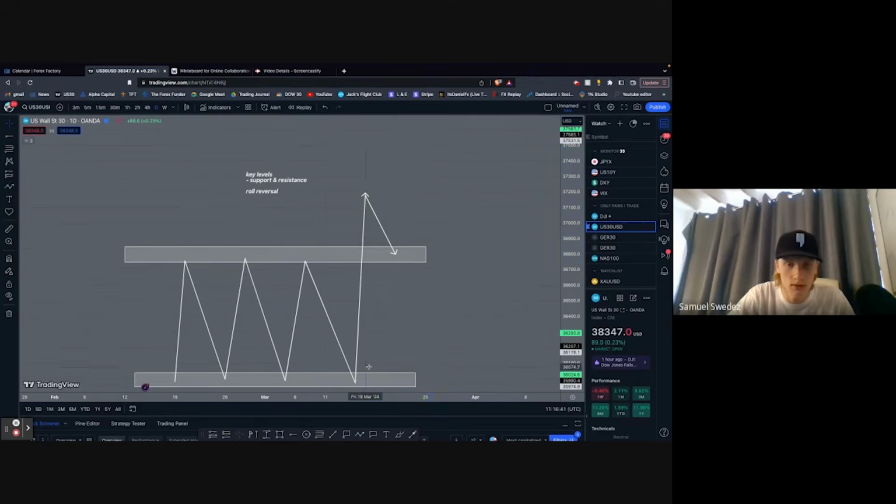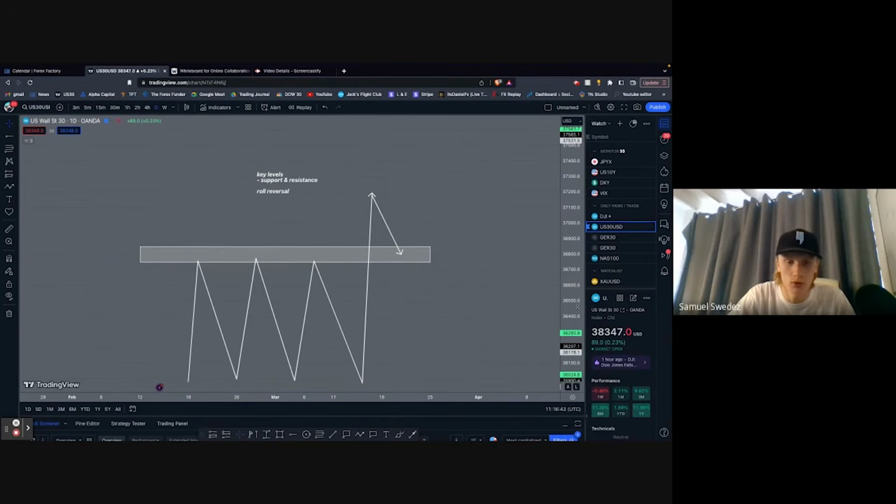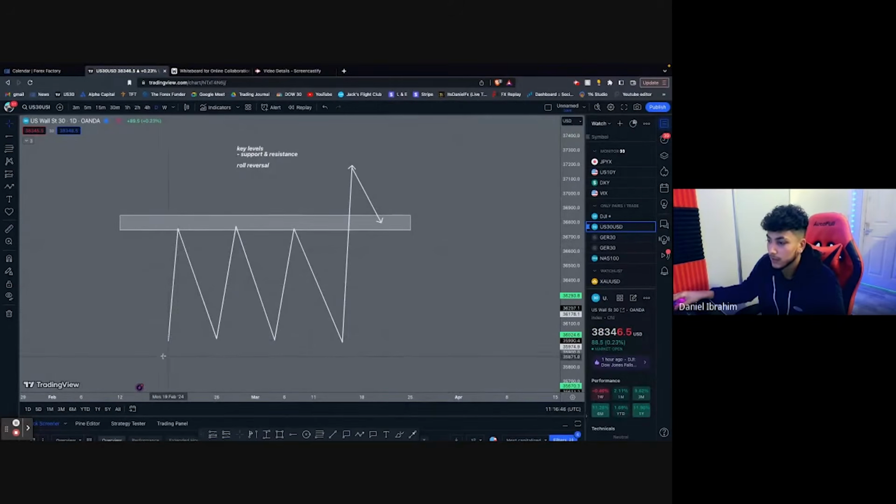Okay. Makes sense. Now, if we were trying to short, then we'd be going on the bottom one, essentially. Yeah, literally what it is.